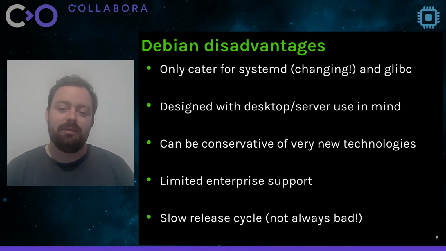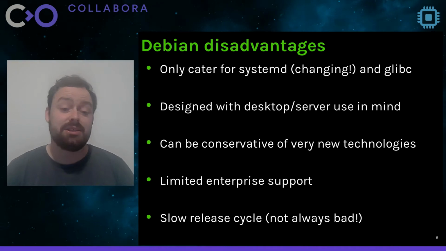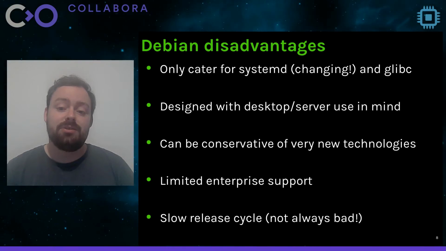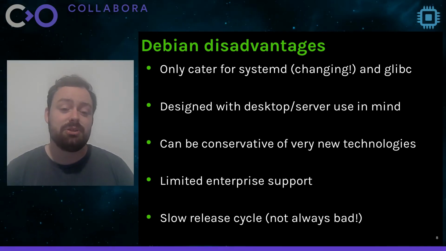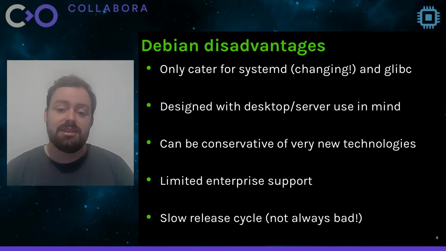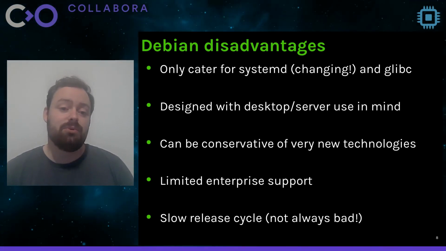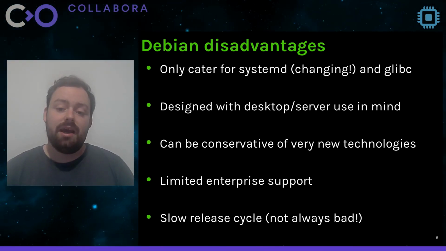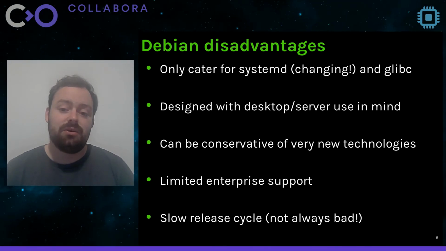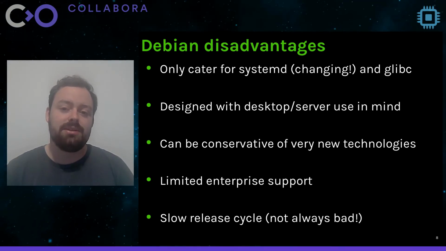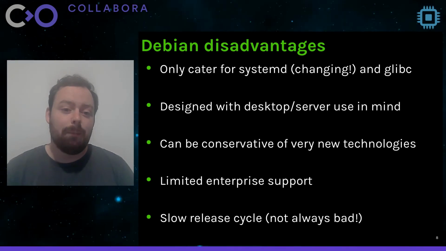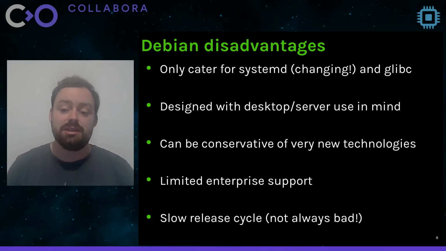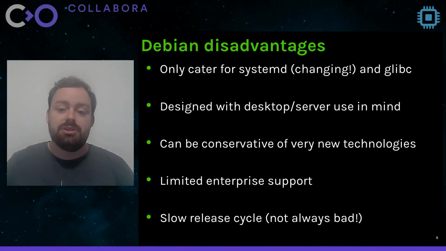Debian are a little bit conservative in new technologies, but again, this isn't so bad. I think it is quite a good thing to be conservative of new things, because sometimes new things aren't always good. There's limited enterprise support, but there is paid support by companies like Collabora to help customers with their projects. Debian also has quite a slow release cycle, so stable upgrades happen every 2 years, but that's not always a bad thing. And as I've already said, there are fresh packages in unstable, which suits most users.